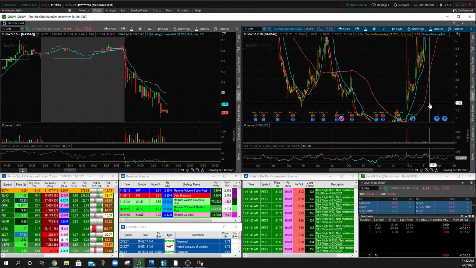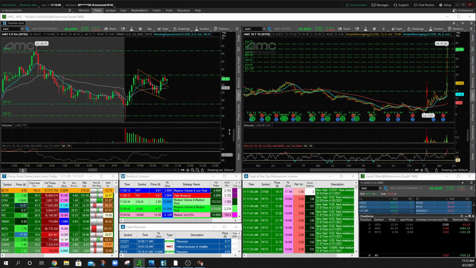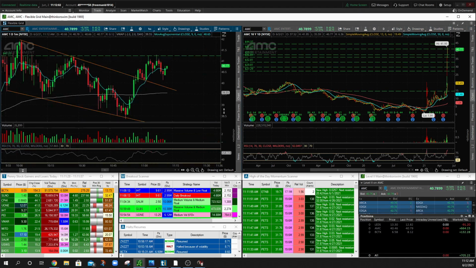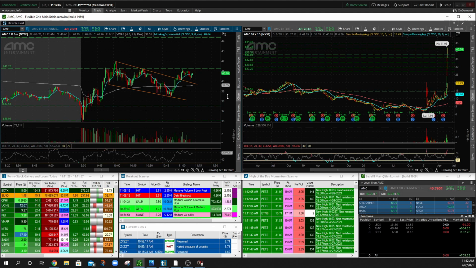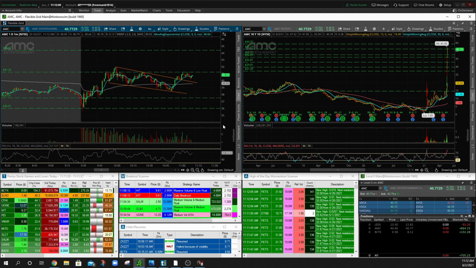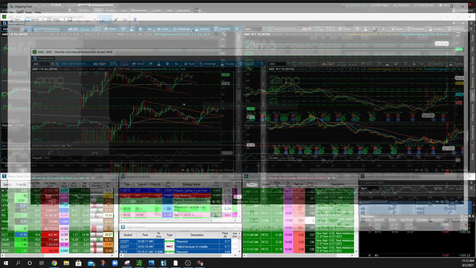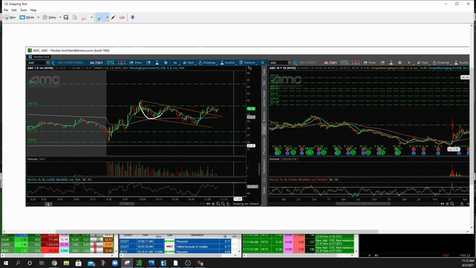Is it possible AMC is trying to form a little bit of an inverse head and shoulders? I kind of see what you're seeing there, buddy. So I definitely see that. You have your low point, followed by that lower low, followed by that higher low, right? So you can kind of see that you have a little bit of an established neckline as well. So I can see that 100%.